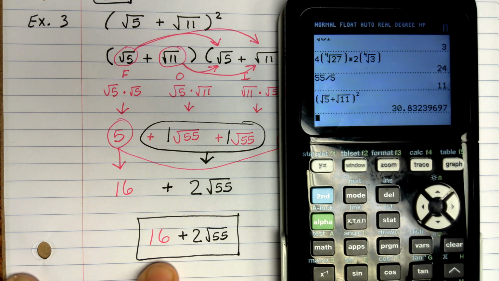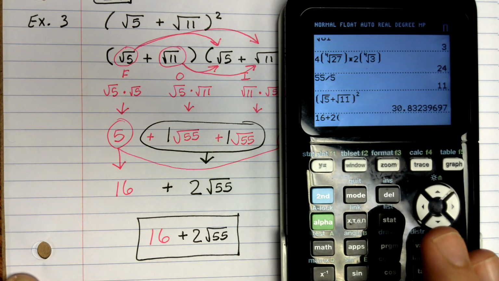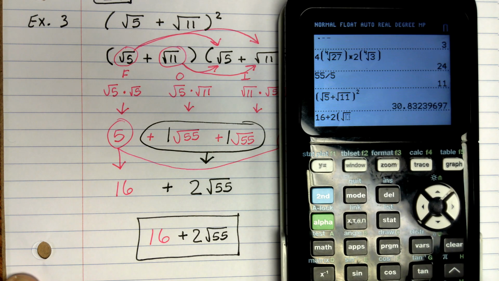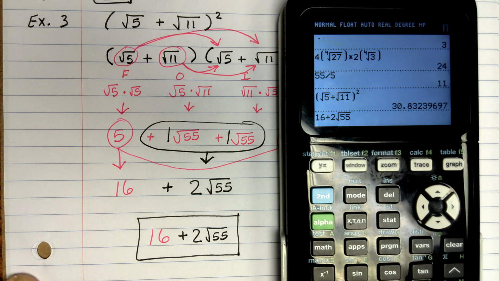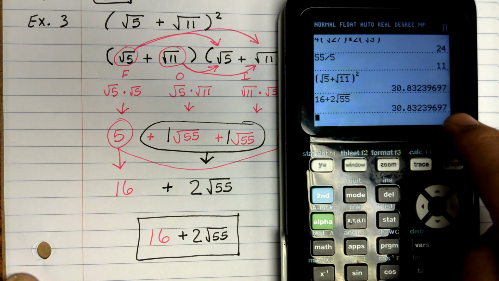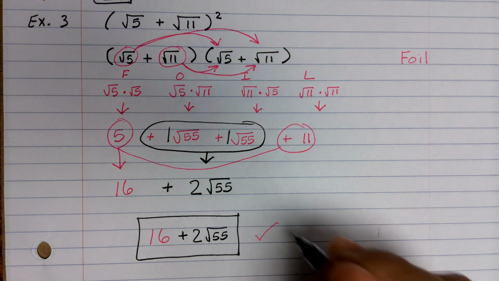And now I'm going to take my final answer and do the same. So I have 16 plus 2 times square root of 55. Let me erase that. I didn't have to put the parenthesis. And I'm going to hit enter. And notice it gives me the same value. So that way it confirms that I did the work right, and this answer is valid.